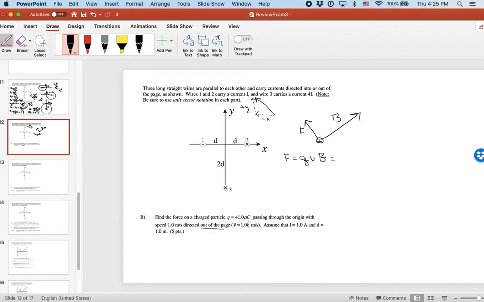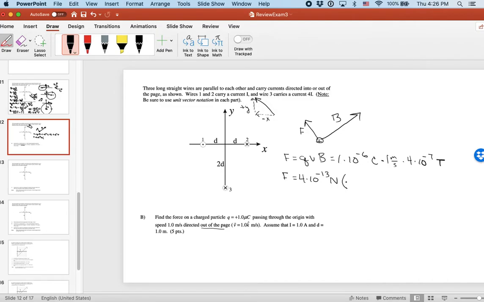And so that's going to equal 1 times 10 to the minus 6 coulombs times the velocity is 1 meter per second times B, which we learned is 4 times 10 to the minus 7 Tesla. And so when we do that math out, we get the force is equal to 4 times 10 to the minus 13 newtons. And now I can just plug in my direction.